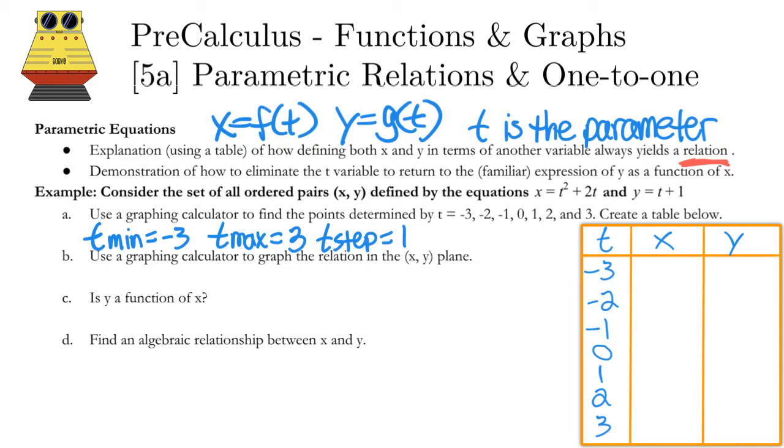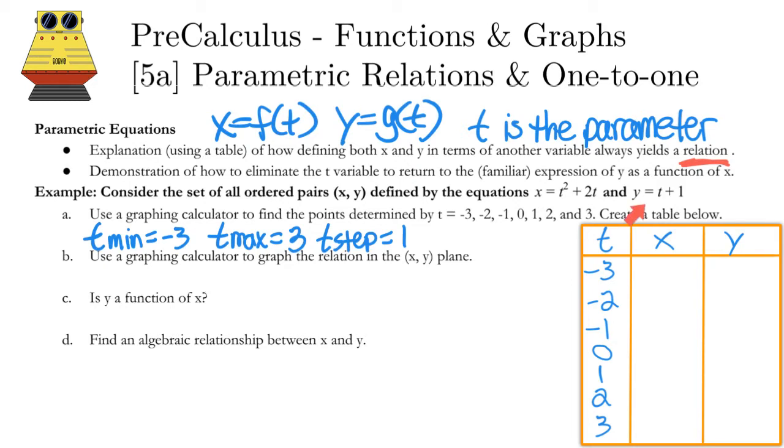Part B we'll do on the graphing calculator in just a moment, and you could always sketch a little visual here after we do that. Part C we'll answer after we see the graph. But let's do part D together right now. It says to find an algebraic relationship between x and y. And that means we need an equation that relates x and y without the variable t. So we need to solve one of the equations for t and plug in that expression into the other equation.